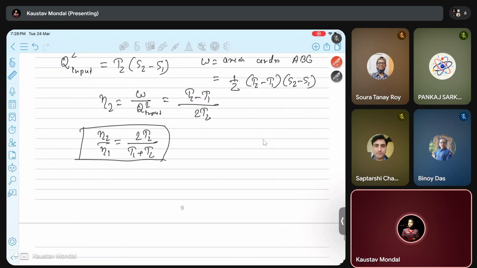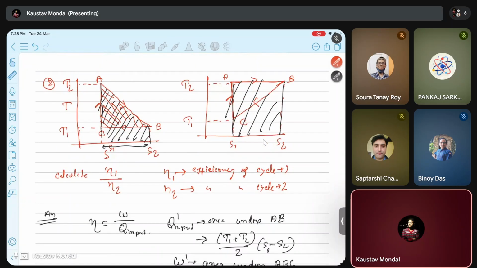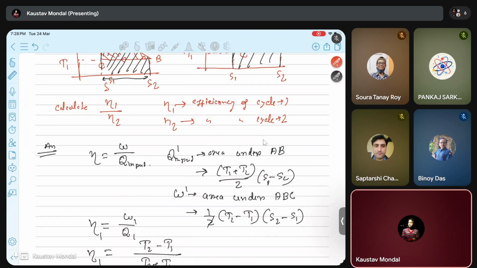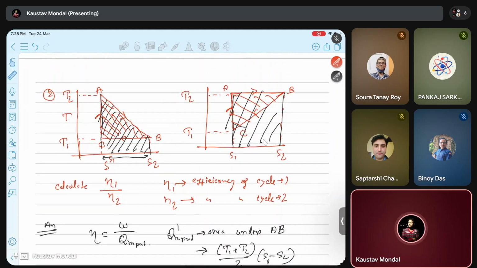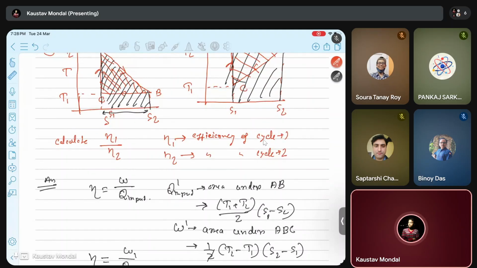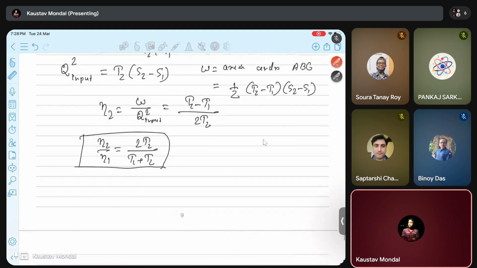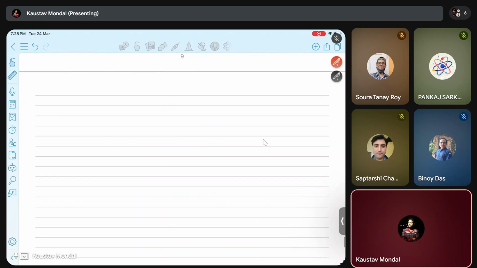This is the ratio of the cycle efficiencies. So you got how it's coming. The simple way is that the area under the curve which has the highest temperature gives you the heat input, and the total area covered by the cycle gives you the total work done. If you take the ratio of both of them, you will get the efficiency. So this is one problem regarding that. The next problem is question 3.